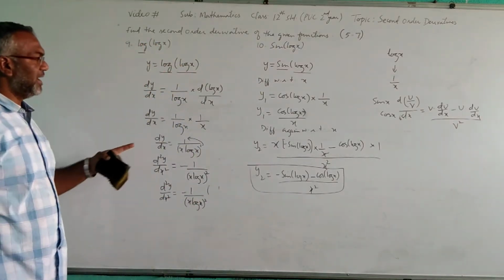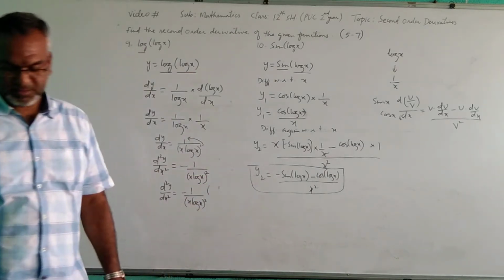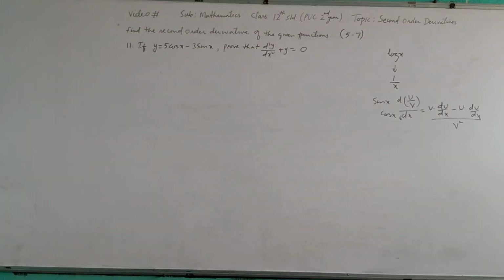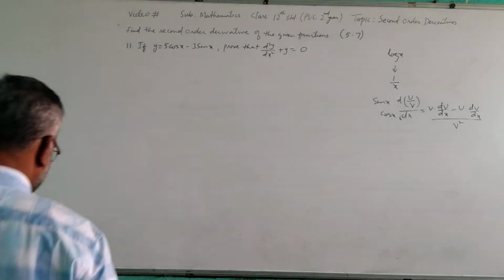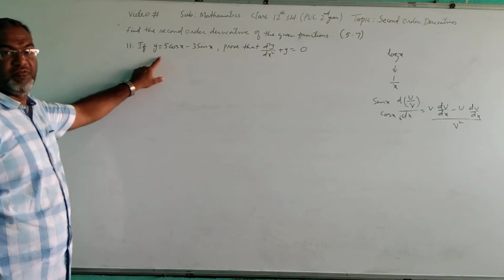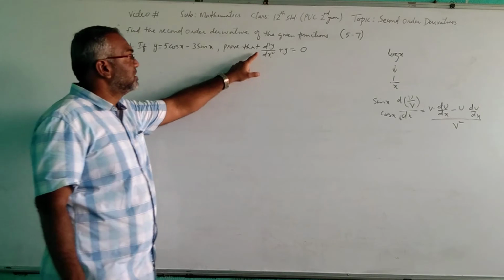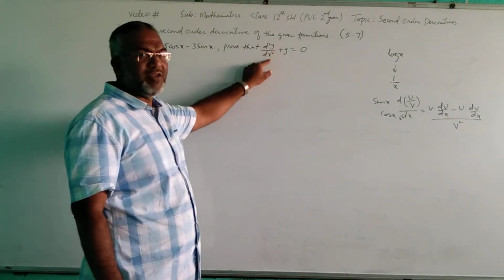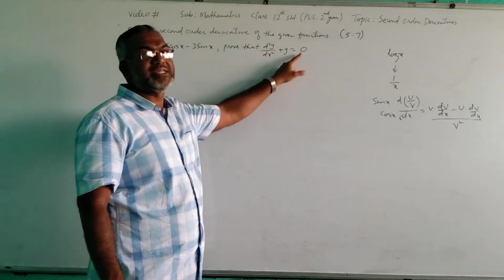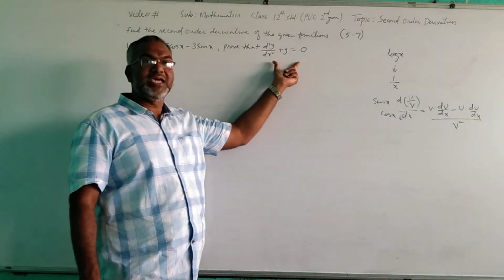Question number 9 and question number 10 are done. Let's see question number 11 now. Question number 11: if y is equal to 5 cos x minus 3 sin x, prove that d square y by dx square plus y is equal to 0. We have to get this equation as the answer.